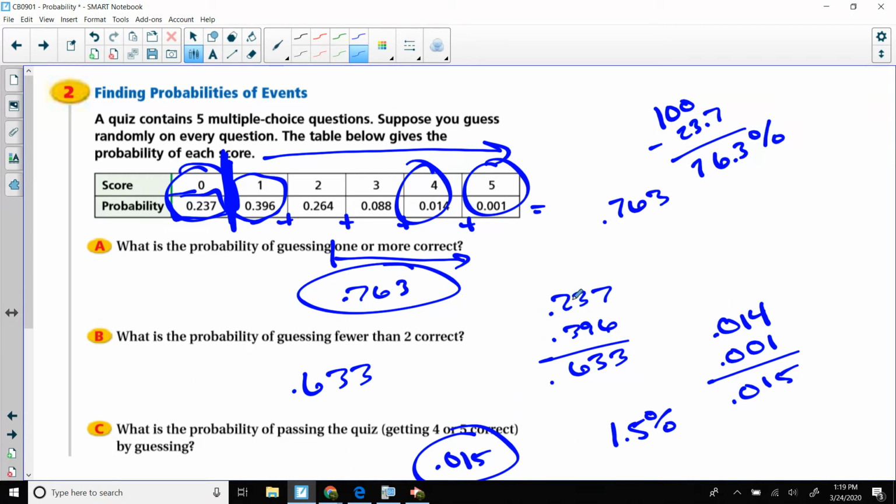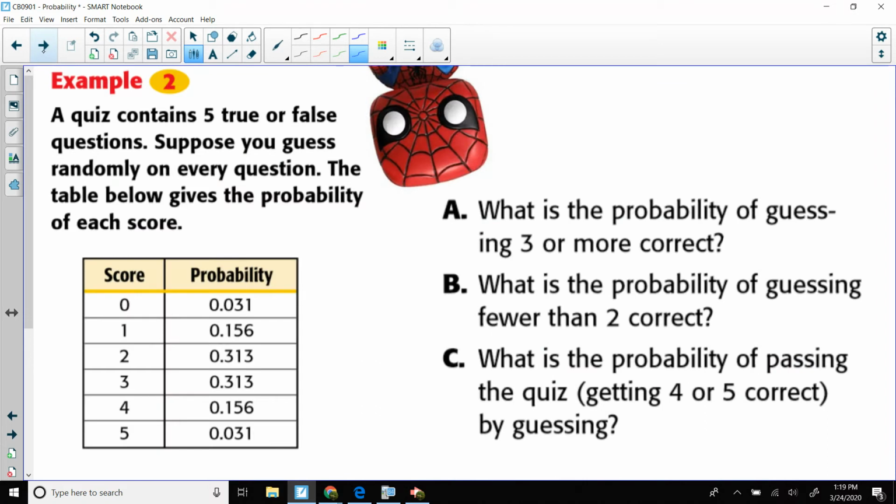So let's go ahead and continue on for another one. You can rewind that. You can pause it. You can do whatever you need to do to check over that work. Let's go ahead and look at the next one.